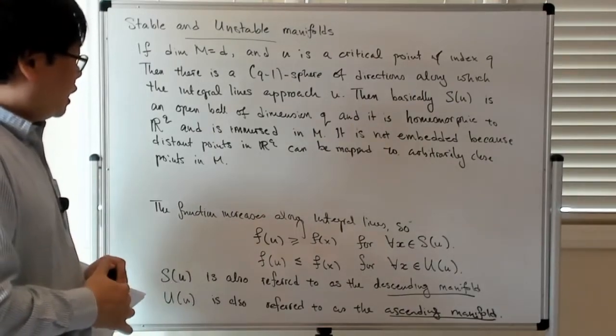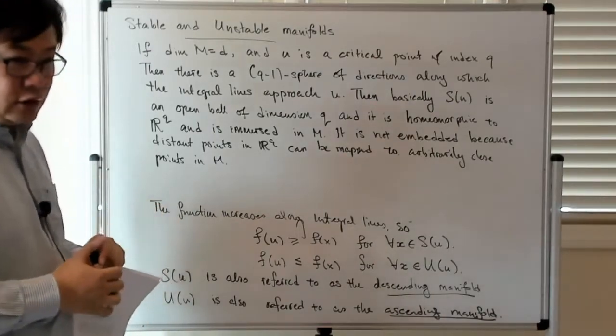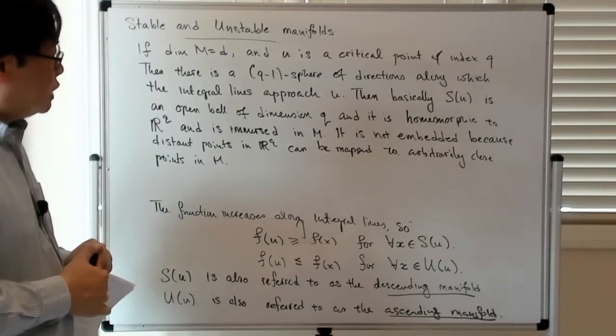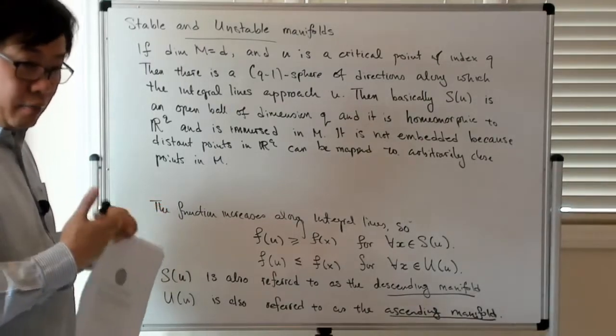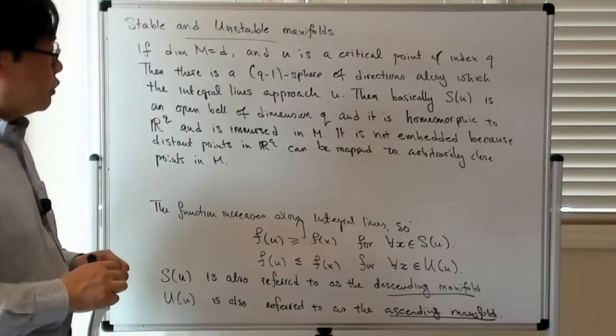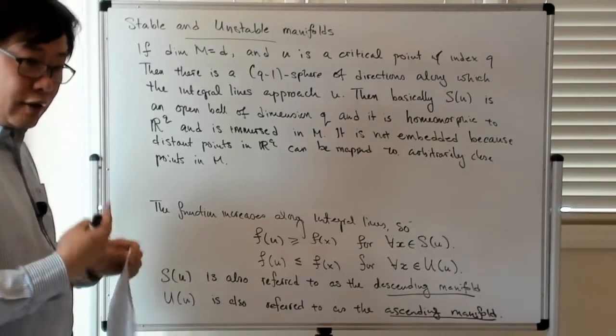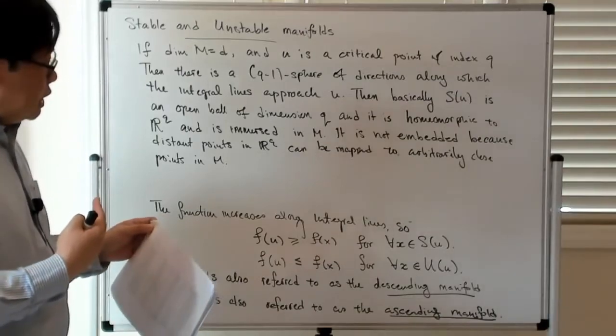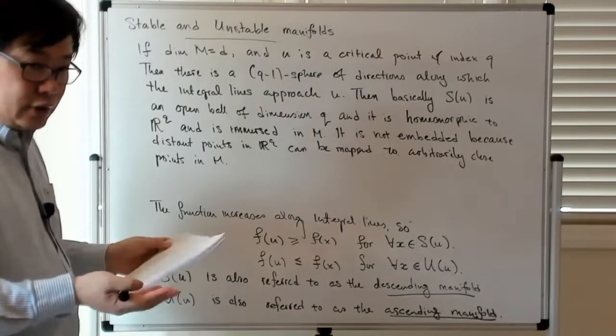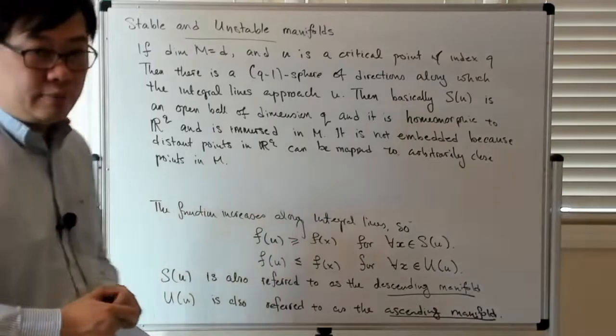Okay, and so that's a generic situation, and so basically what we're going to look at are Morse functions whose gradient flows give you stable and unstable manifolds which have this generic property that the stable and unstable manifolds are transversal. Okay, all right. So let me just stop here for now.